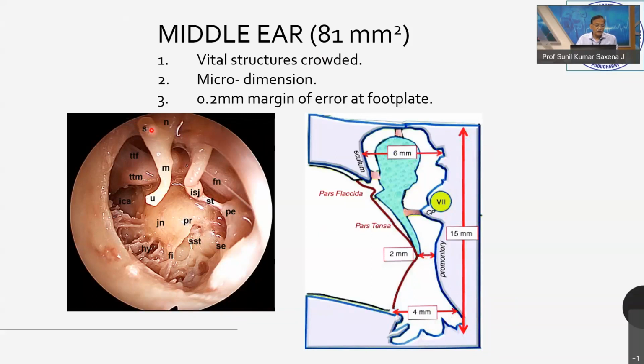This is the mallear handle. Short process of malleus. This is the incus, incudostapedial joint, stapedius tendon, pyramid. This is the tympanic part of the facial nerve, the canal for tensor tympani. This is the eustachian tube area. This is the hypotympanic air cells. This is the round window.